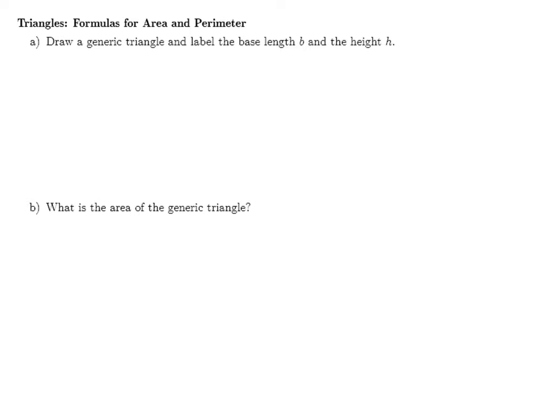We're now going to look at the general formula for the area of a triangle. To do so, let's start by drawing a triangle and labeling the base length b and the height h. So I'm going to draw a triangle, and I'll just draw in some three-sided figure. There we go. Okay, so I have my triangle drawn.